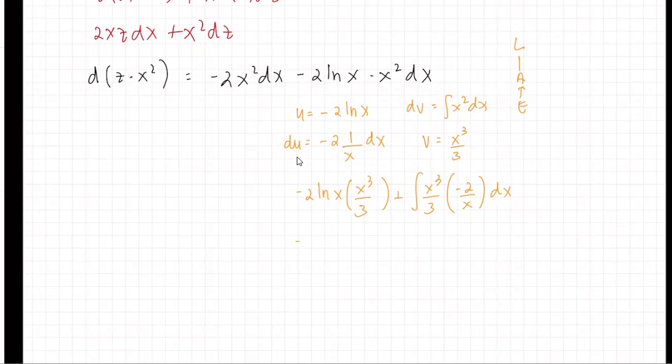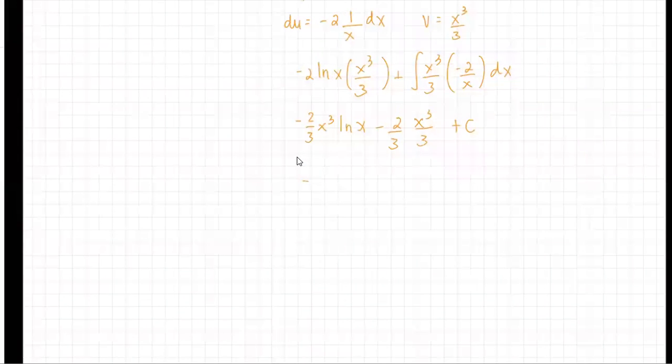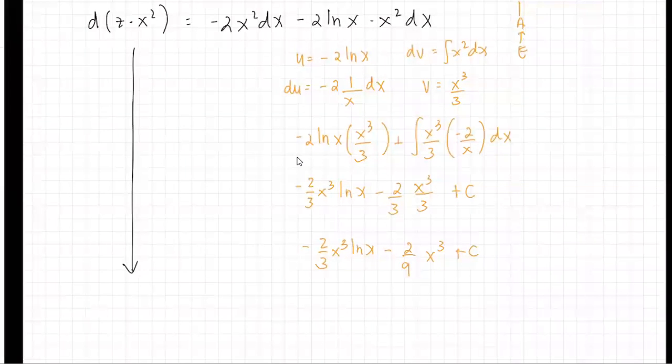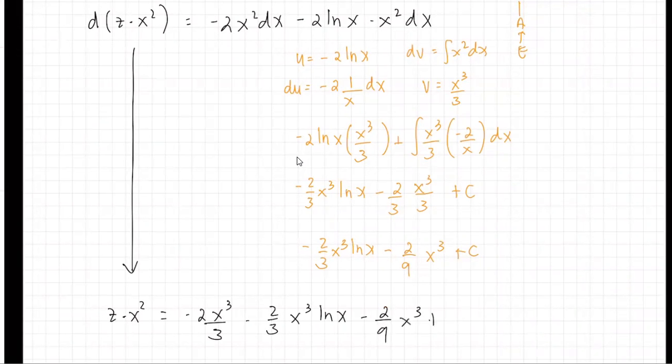Okay? So, this will be negative 2 thirds x cubed ln of x minus 2 thirds, so maging x squared. So, x cubed over 3 plus c. This will be negative 2 thirds x cubed ln of x minus 2 over 9 x cubed plus c. So, pag sinulat natin, we have z times x squared is equals to integration on is negative 2 x cubed over 3 minus 2 thirds x cubed ln of x minus 2 over 9 x cubed plus c.